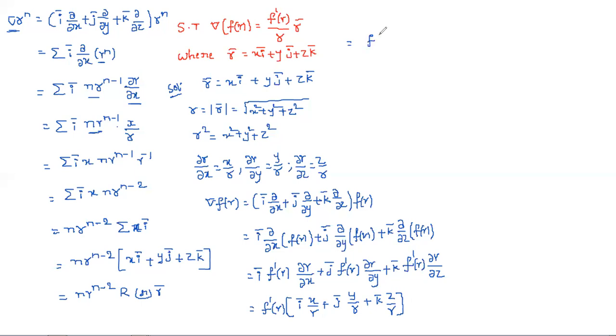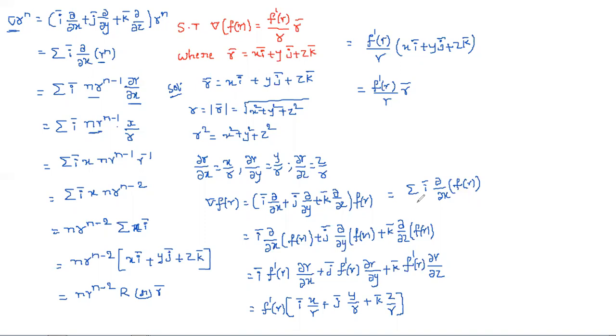So f dash of r by r, and then what about the remaining part, there it is having xi plus yj plus zk. So this is nothing but, as already mentioned, r bar. So simply we can write f dash of r by r into r bar. The same thing you can write from here onwards, simply summation i into dou by dou x of f of r. Like this also you can write. So you can write the summation and then calculate it.